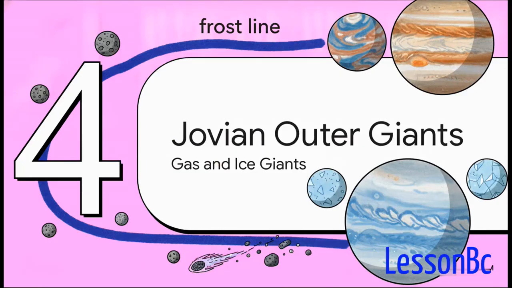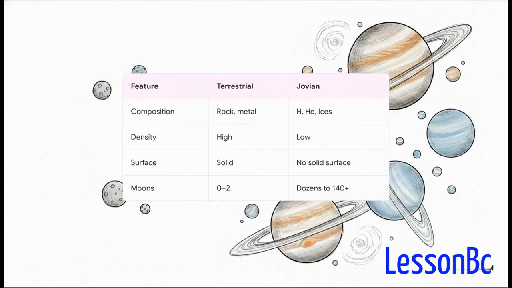Next up, Section 4, the Jovian Outer Giants. Once we cross that frost line, things completely change. Look at the sheer contrast here. The massive Jovian giants, Jupiter, Saturn, Uranus, and Neptune, totally traded solid rocky surfaces for massive, swirling gas atmospheres. Jupiter has its famous Great Red Spot Storm, Saturn has those iconic rings, Uranus literally rotates on its side, and Neptune is whipped by incredibly strong winds. Because they formed out in the freezing outer regions, they could grab onto massive amounts of lighter materials like hydrogen, helium, and ices, allowing them to grow absolutely huge.